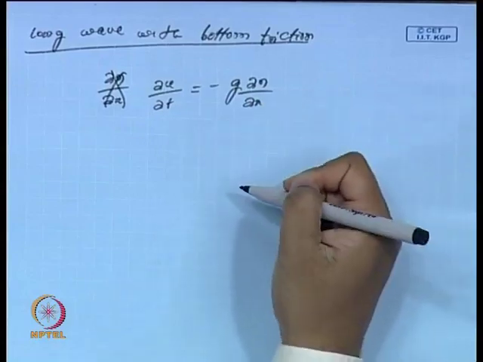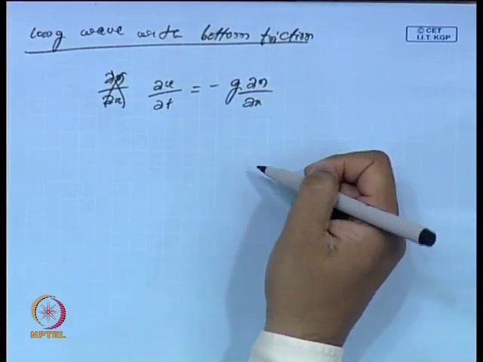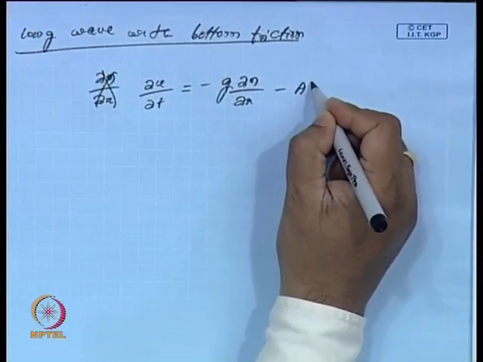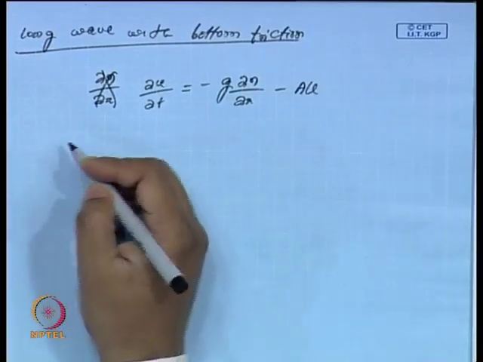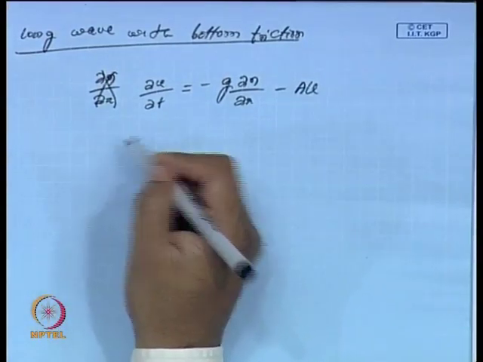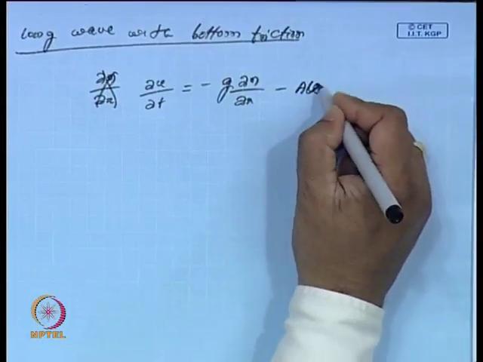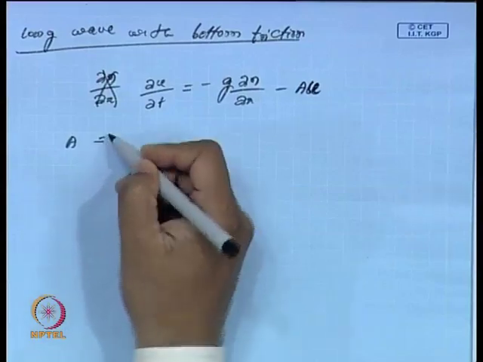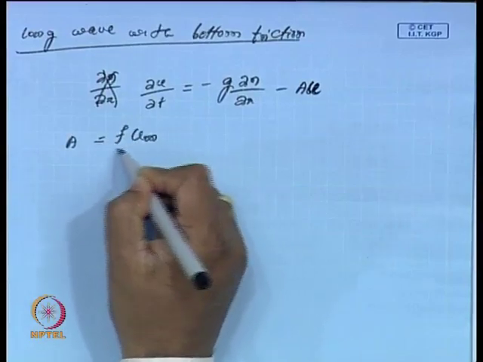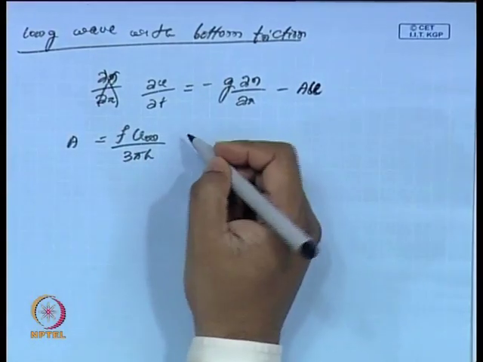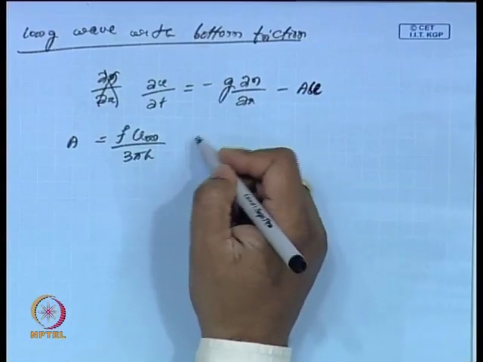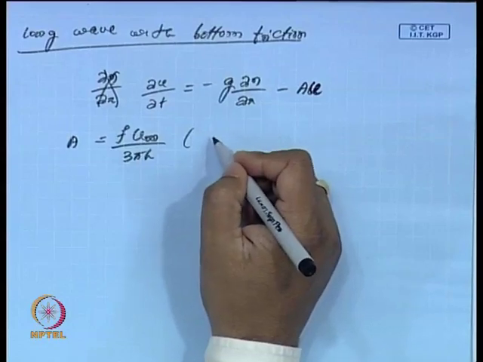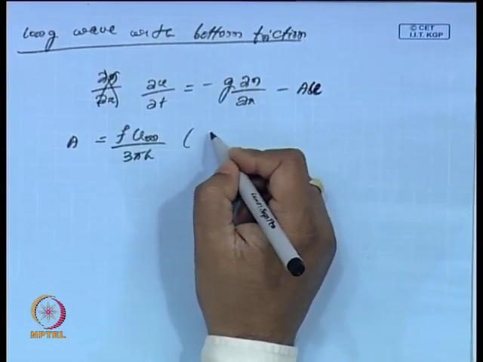This used to be the case for the equation of motion for the long wave, but if there is bottom friction, then another term is added: a u, where u is the velocity and a is a constant. That constant is f u m by 3 pi h, a small number less than unity, where f is called the Darcy-Weisbach friction factor.